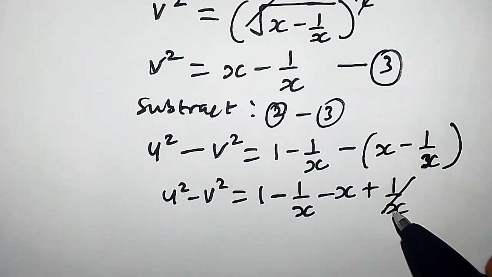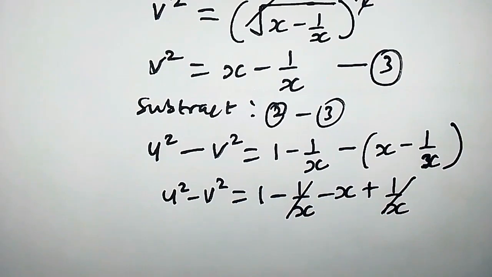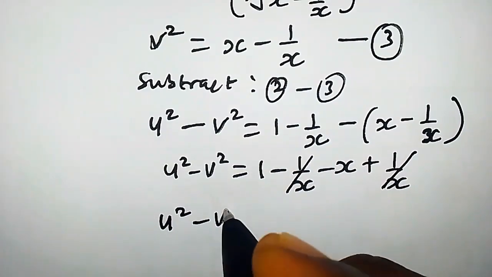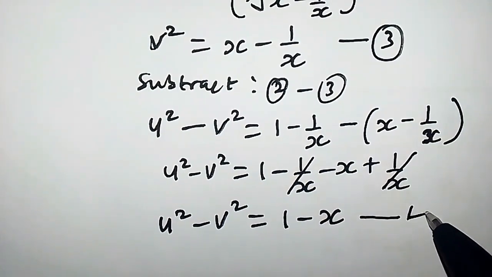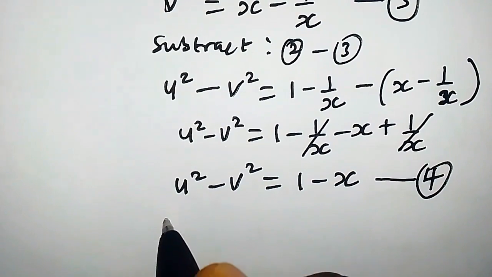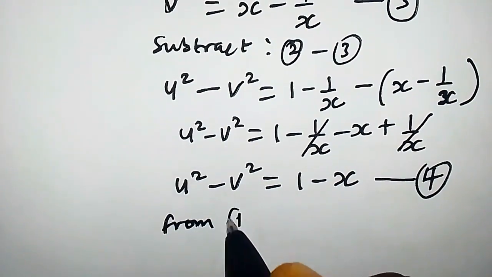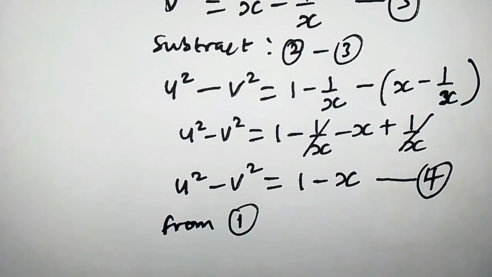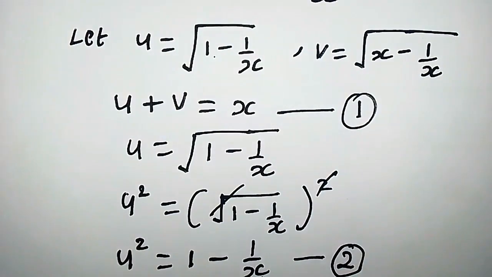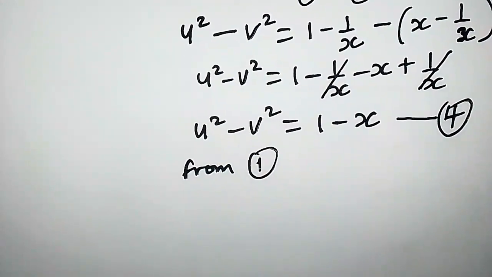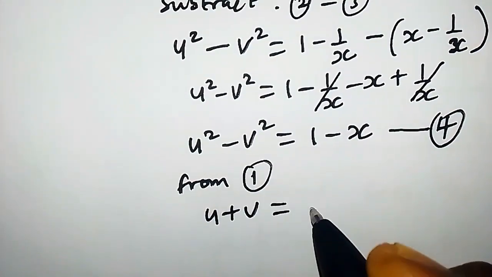Clearly 1 over x cancels negative 1 over x. So we have u square minus v square equals 1 minus x. Let's call this the fourth equation. Now from equation 1, what do we have as equation 1? That is simply u plus v equals x.